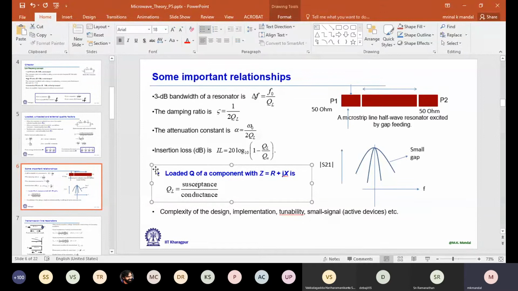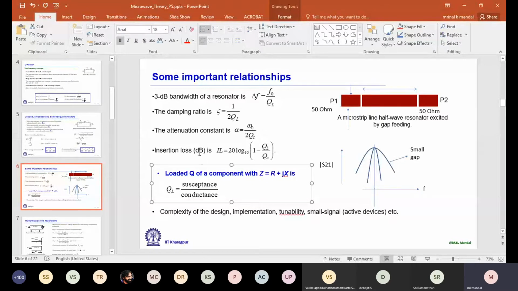I am also not going for the derivation of this expression. The thing is that if you can determine the expression for Z in as seen by your port, looking into the resonator, then QL is equal to susceptance divided by conductance. So it is part of your input impedance. If we have the mathematical expression, then we can find out the loaded quality factor also.